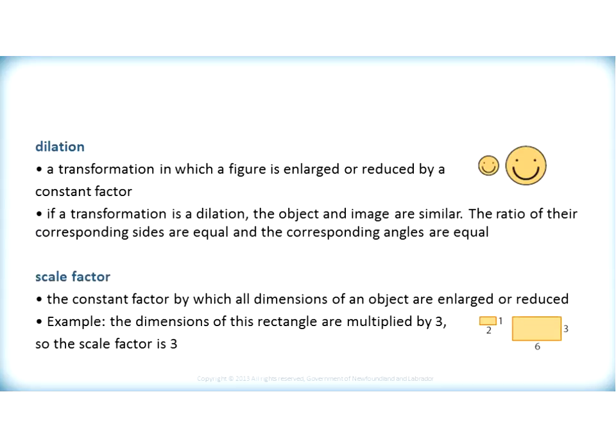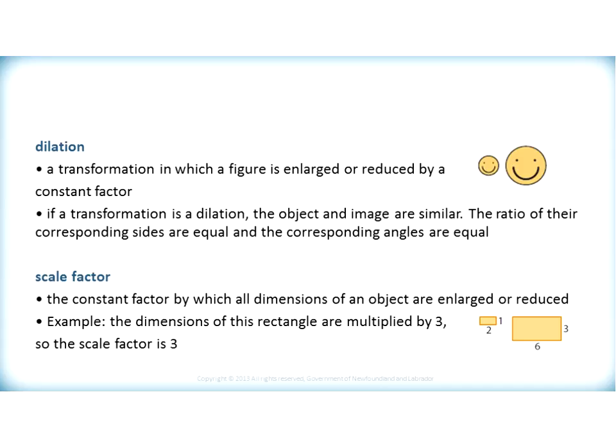What we're going to focus on in this particular unit, in this section, is a dilation. And a dilation is a transformation in which a figure is enlarged or reduced by a constant factor. You can see the happy face here on the page in the top right corner. The little one would be considered an object, and the bigger one is an enlargement, which is what we refer to as the image. It's the transformation.